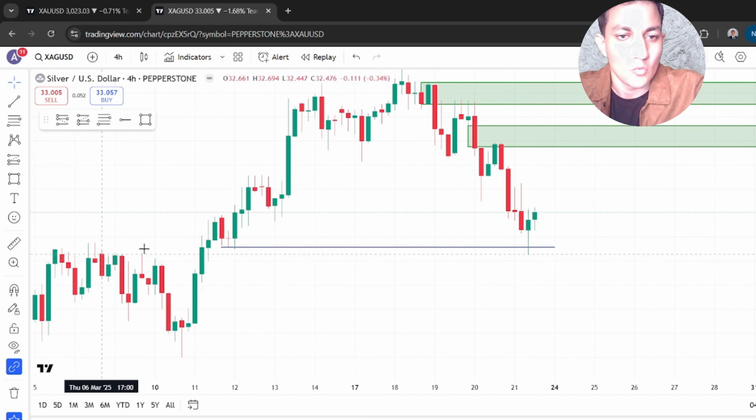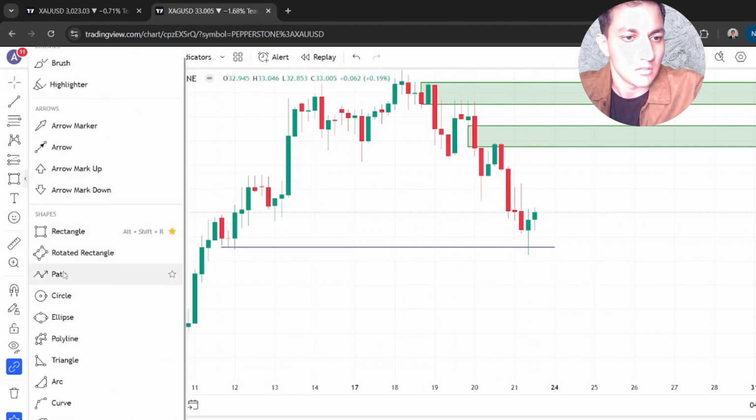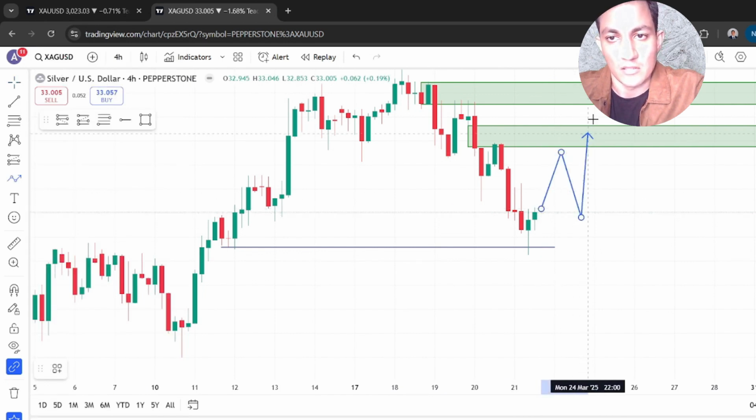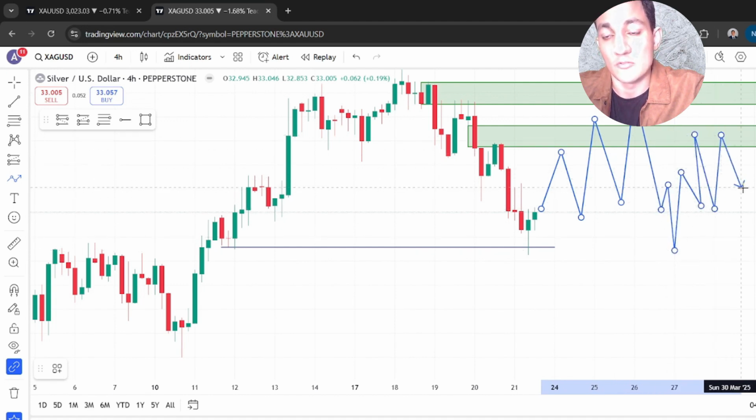Price is respecting all these order blocks. We're just going to consolidate in between, right? Like this. Just consolidate, where you hit this again, we'll come back down. Liquidity sweeps here, come all the way back up. Just messing around, and you do not want to trade that at all.